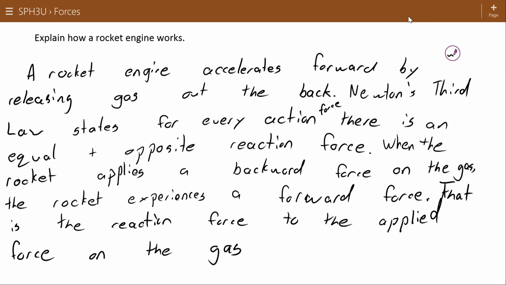That force is the reaction force to the applied force on the gas. So if there's an action and reaction force.